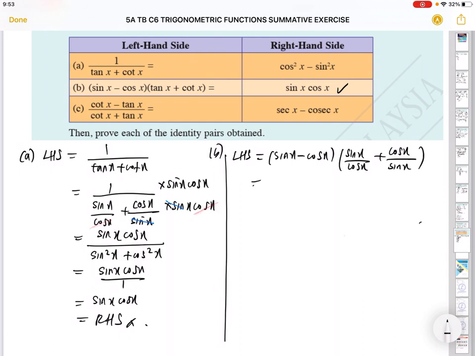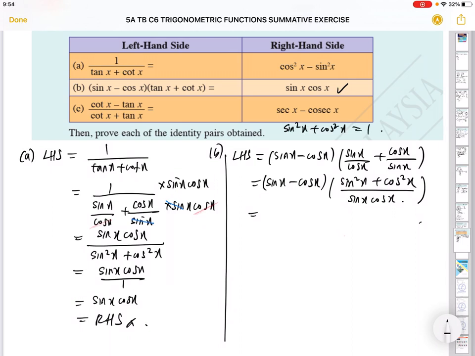Alright, now again, we know sine square plus cos square is always 1 from the basic identity. So we get sine x minus cos x over sine x cos x. But if you look at this, hey, none of this is the same. They're not the same answer. So what would I do? Okay, we can split them. Now we know sine can leave. Okay, I do a bit slower so you can see. This is sine cos. This is cos.